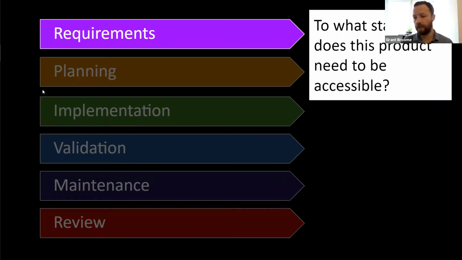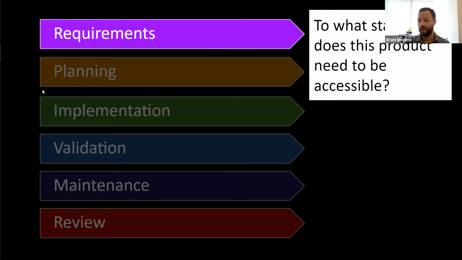So that previous diagram didn't really address the stages, and I've made my own stages here where I think accessibility needs to be put into the process. The first one is at the requirement stage. To what standard does this product need to be accessible? And requirements, this is where you're thinking and planning and having ideas about the product.